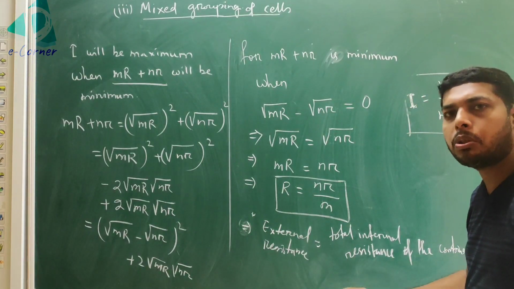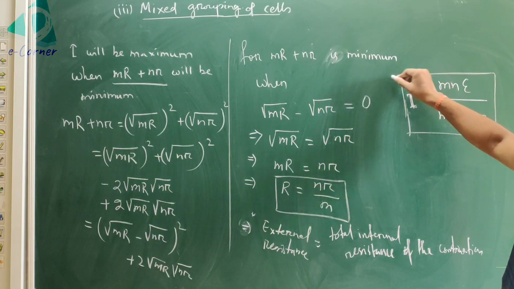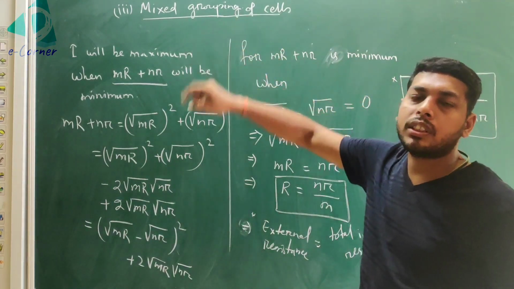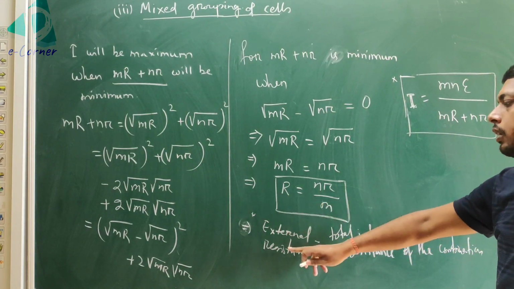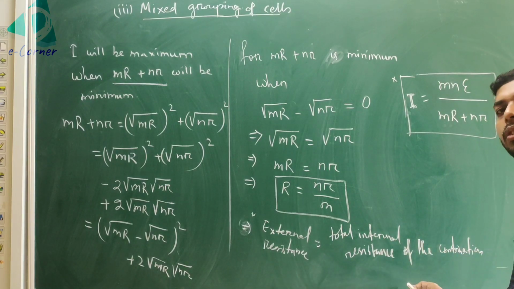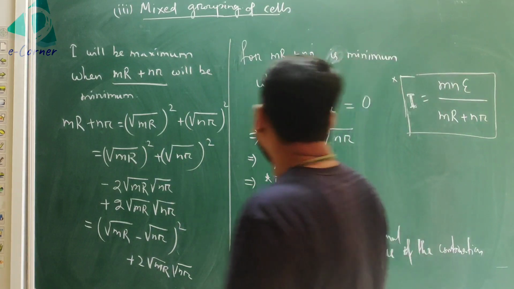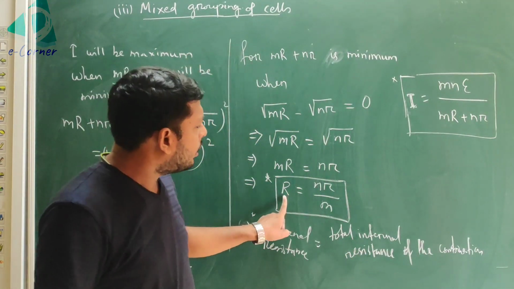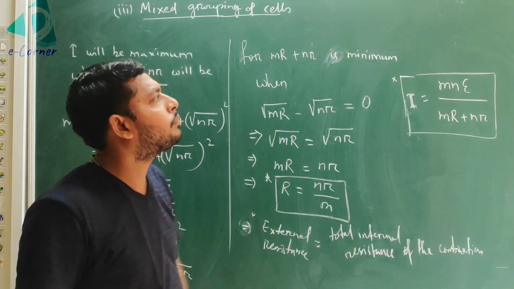They will ask, what should be the condition such that the current I will be maximum in case of mixed grouping of these cells. So you have to tell that when the external resistance is equal to total internal resistance of the combination, at that time the current will be maximum. Okay, so you have to remember this. And you can find it also. When this is equal to this, you put it here, then you will get the current will be maximum.